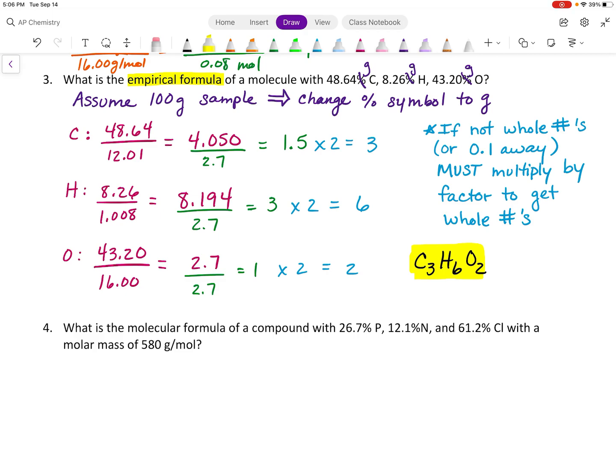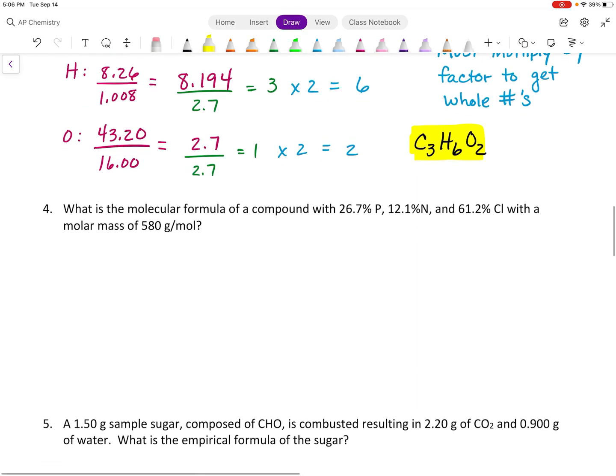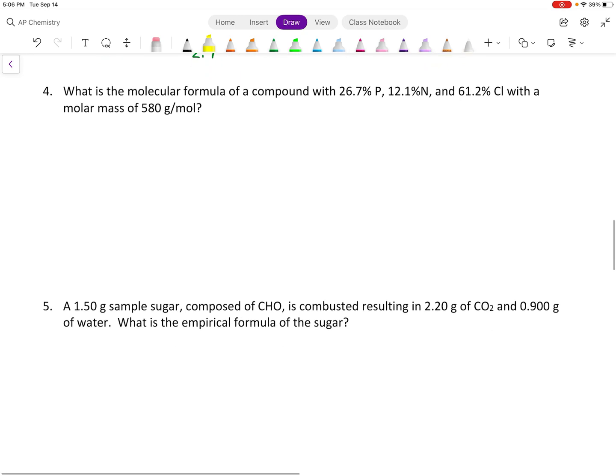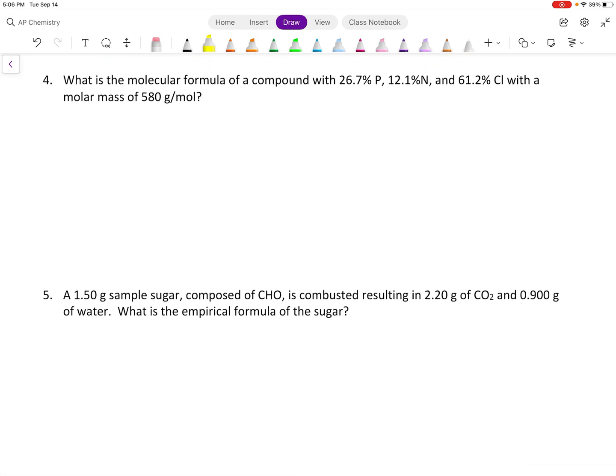All right. We have 2 more problems. I know there's quite a few on here, but I just wanted to make sure we worked all the different directions possible with these types of problems. So in the next one, we are asked for the molecular formula. Okay, so I'm going to go ahead and highlight that. Molecular formula, not empirical formula. And we're given a molar mass in order to do that.